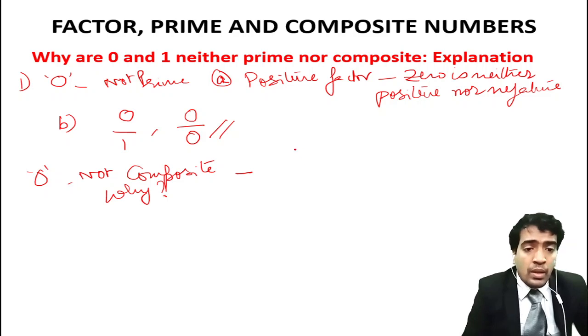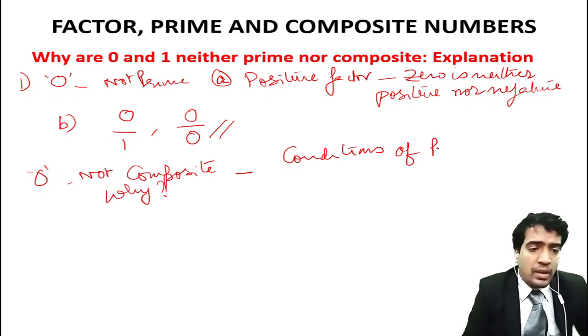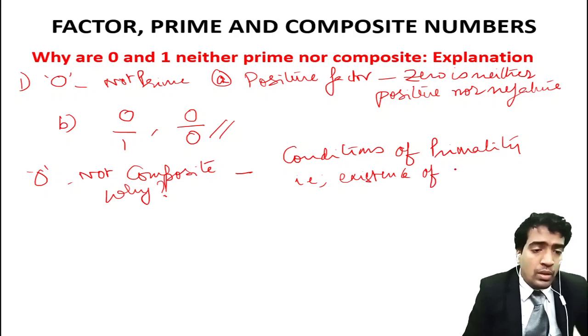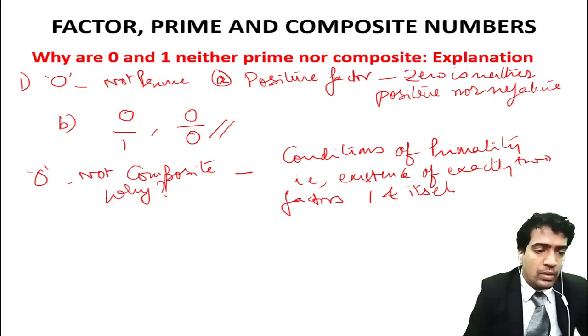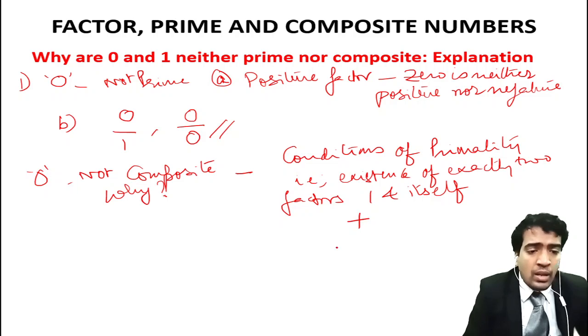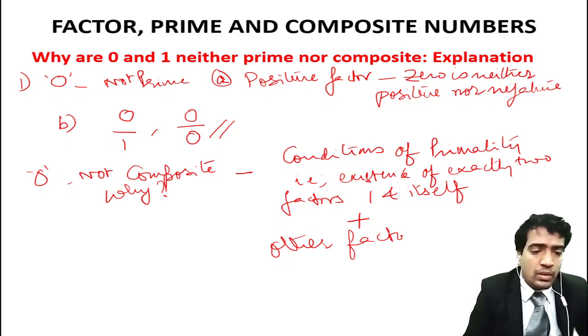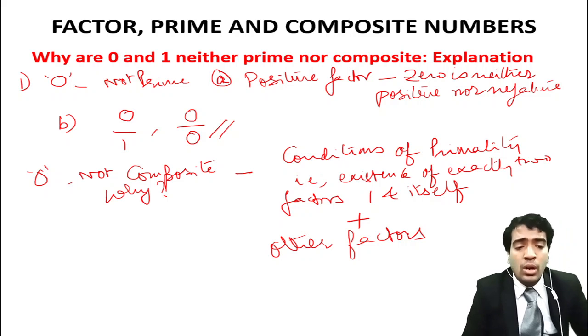Because of the conditions of primality, that is, the existence of exactly two factors, 1 and itself. In addition to that, if there are other factors, then you would call it composite.